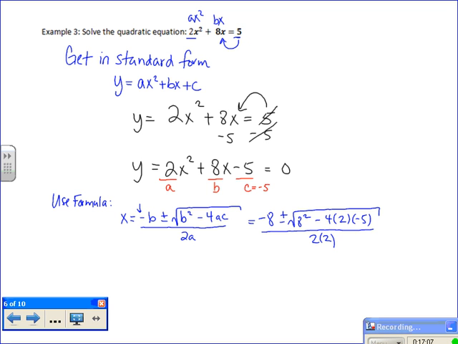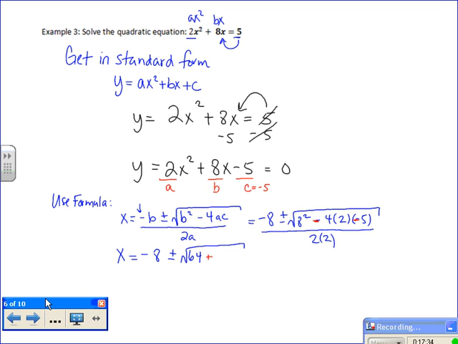Okay, so that can simplify. Let's keep working here. Let's simplify this down a bit. So negative 8 plus or minus, okay, well, what's inside my radicand? 8 squared is 64. Okay, again, negative times a negative. This negative here, the subtraction sign in that negative, is going to give me a positive, okay, inside. And I have 4 times 2 is 8.